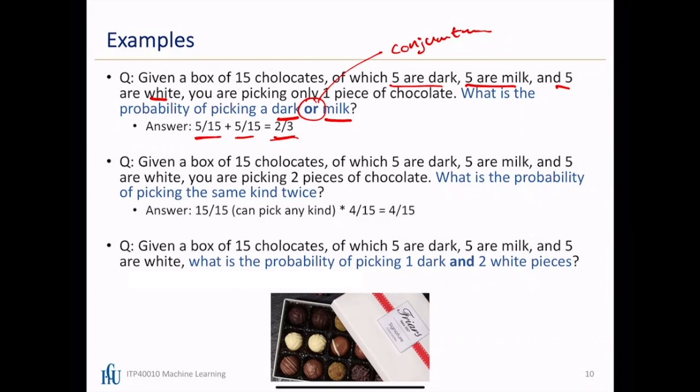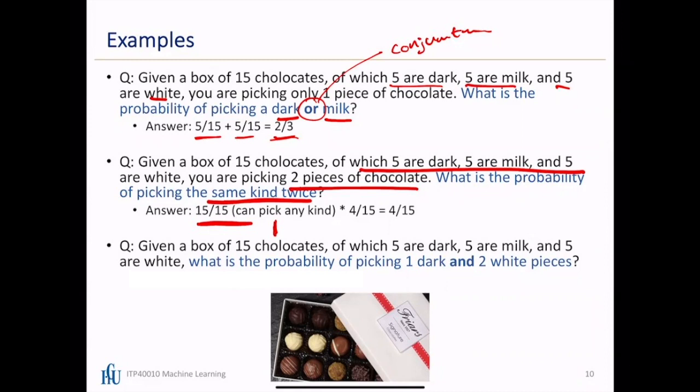Given a box of the same condition, so 5 dark, 5 milk, 5 white, you want to pick 2 pieces of chocolate. What is the probability of picking the same kind twice? At first, you have the freedom to choose anything, right? So you can pick any of the 15. The initial choice, basically you are picking one, so the probability is 1. Whatever you do, it counts.